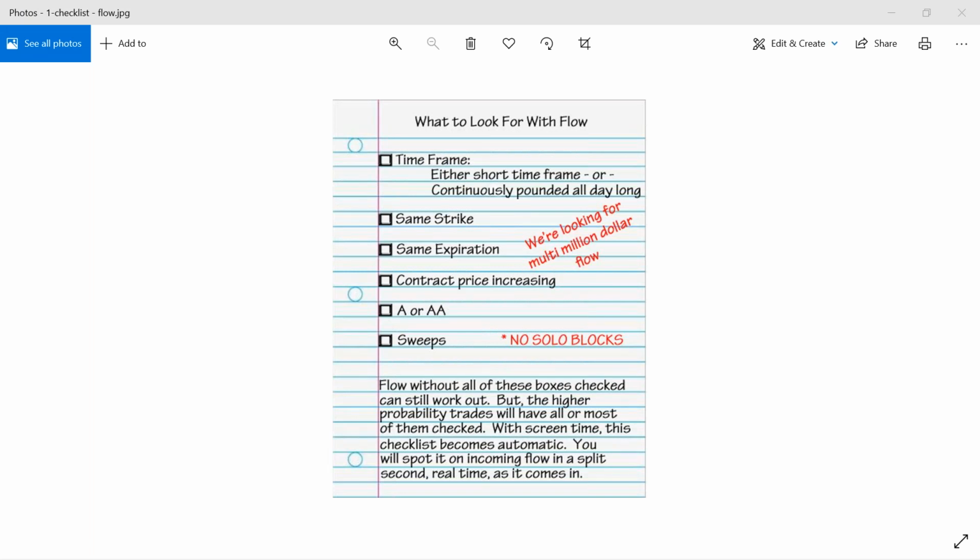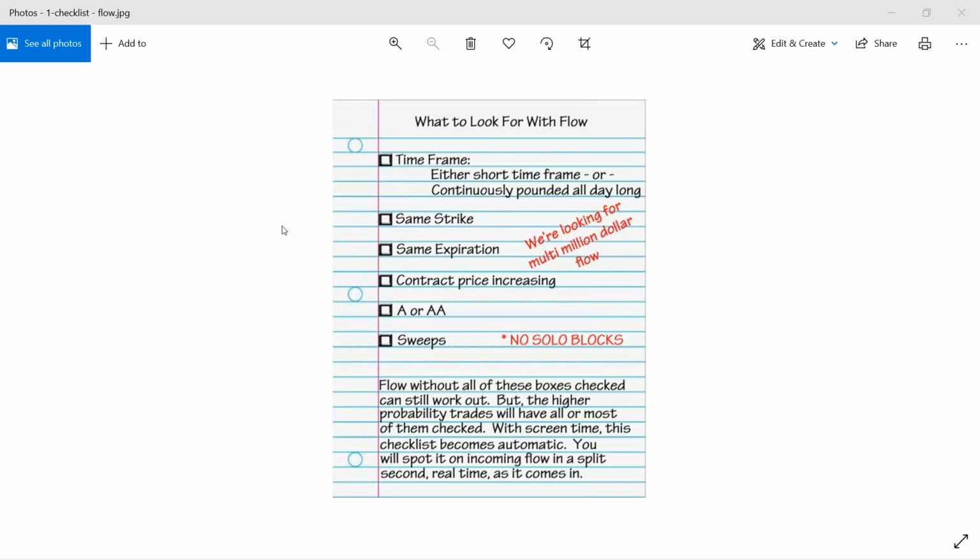All right, so when I'm talking about high probability trades, this is kind of what I'm looking for here. The thing to keep in mind is that this is a guideline. One of the things you see on there says we're looking for multi-million dollar flow. It doesn't have to be multi-million dollars in flow. This is a starting point for you to pinpoint the types of flow that we're talking about, not all the time, but generally has a very good chance of working out.